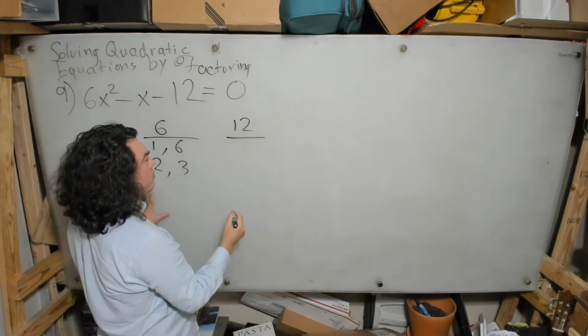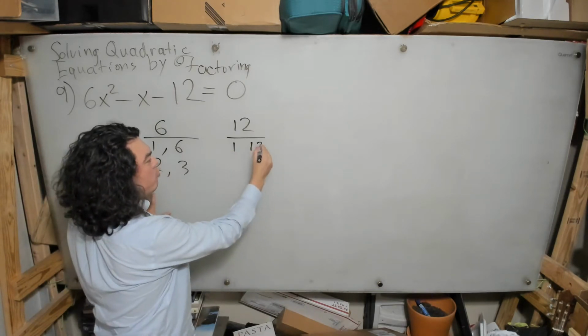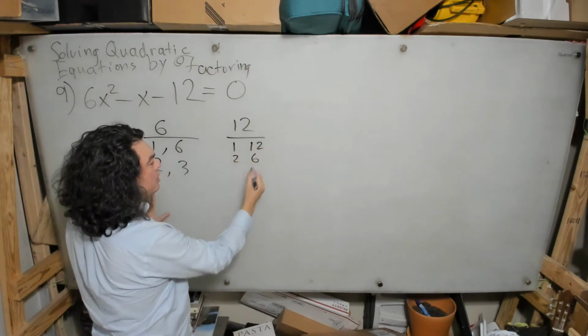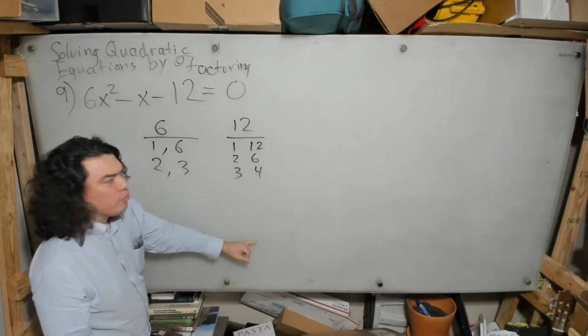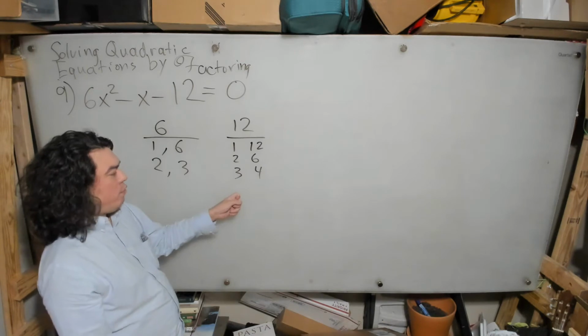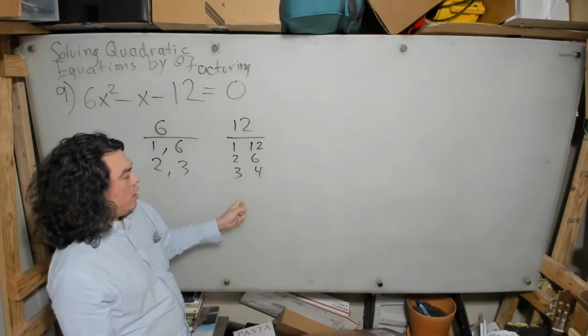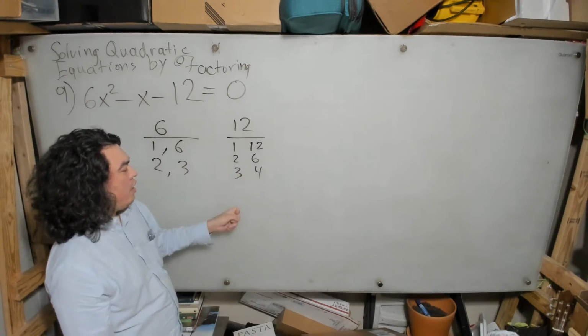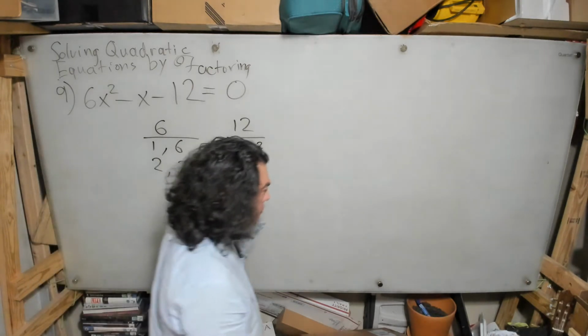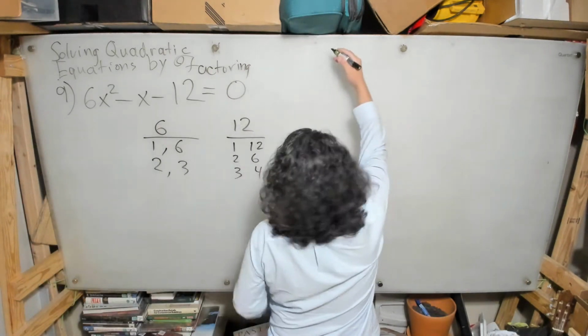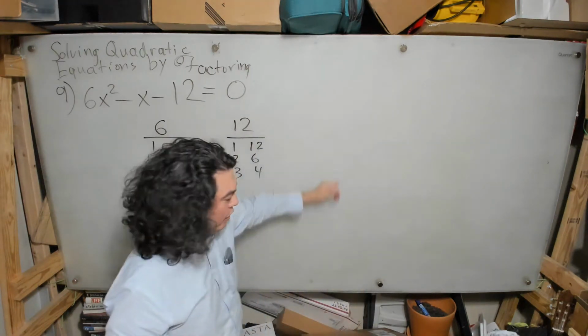So here, the 12 could be 1 times 12, of course. Could be 2 times 6. It could be 3 times 4. And then if you continue this process, you'll see that it'll be the same ones. It'll be 4 times 3, which is already there. 6 times 2, which is already there again. And finally 12 times 1, but that's already in this list. So now I'm going to make my list of possible factorizations here.